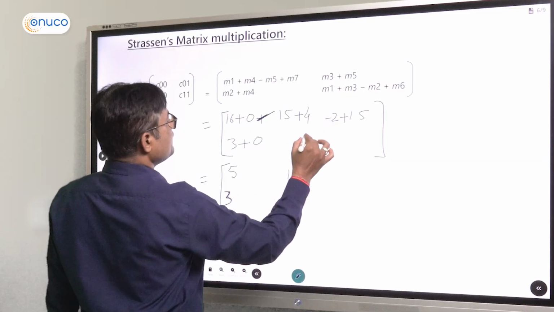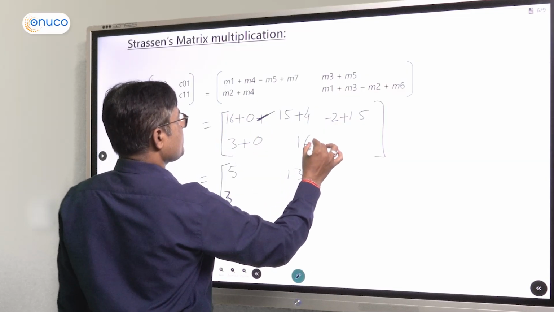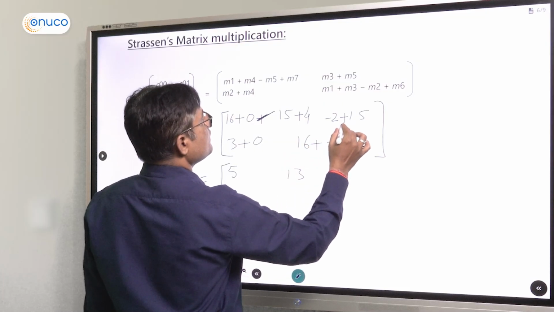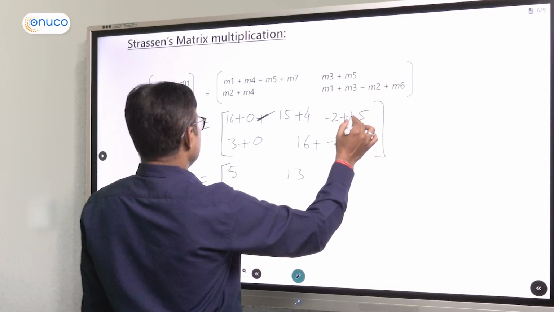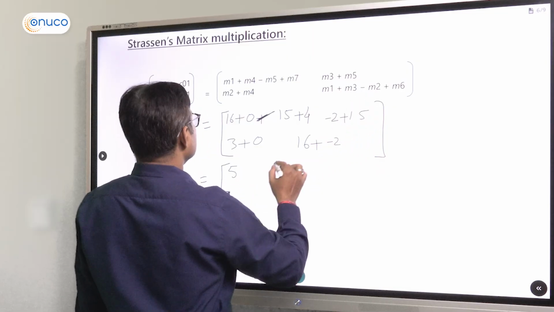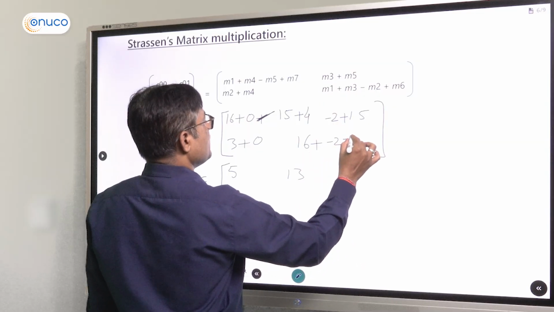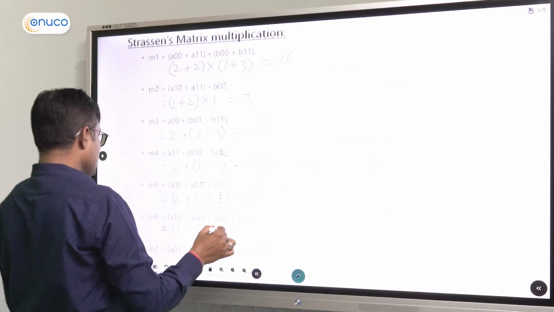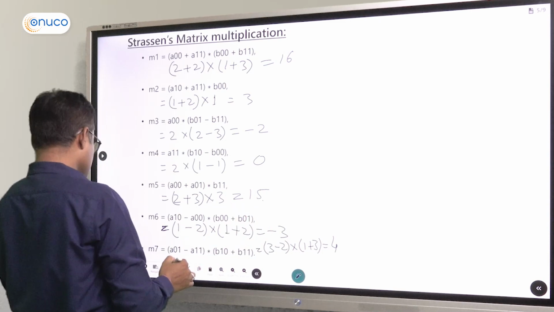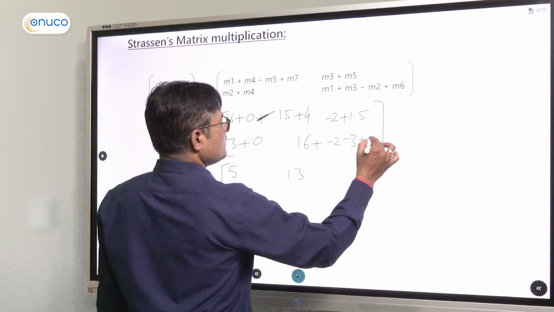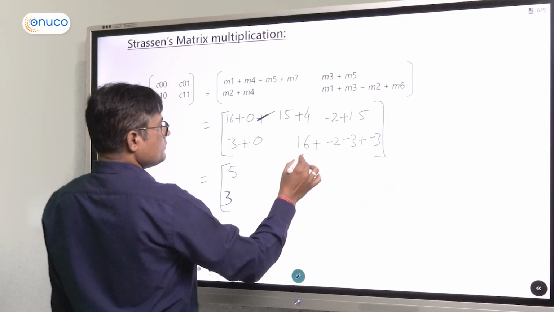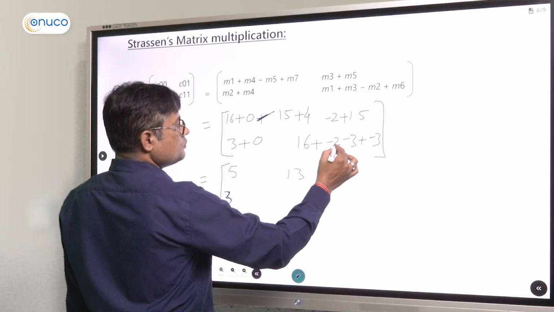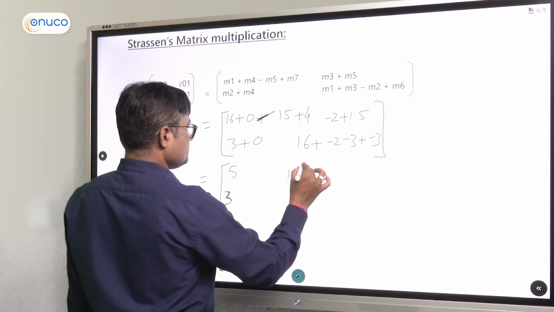Similarly, M1 we have already written here, 16, plus M3, which was minus 2, minus M2. M2 was 3, so minus 3, plus M6. So we have to see what the value of M6 is. M6 is minus 3. So if you solve this, what is the value? 16 minus 3 plus 3, 6 plus 2, 8. So we are getting here 8.